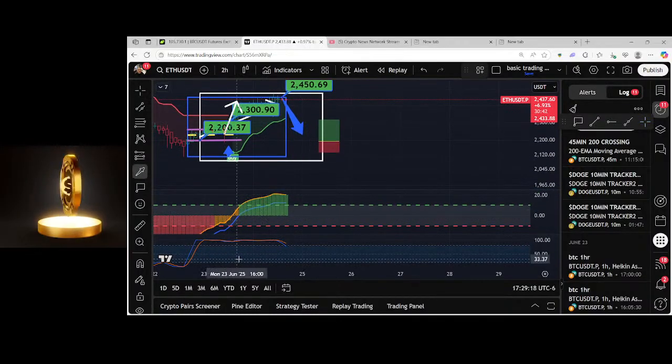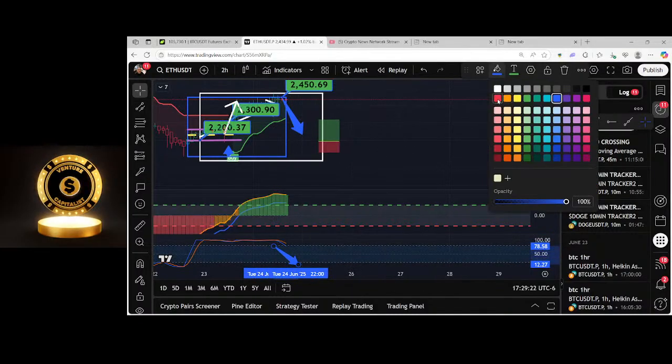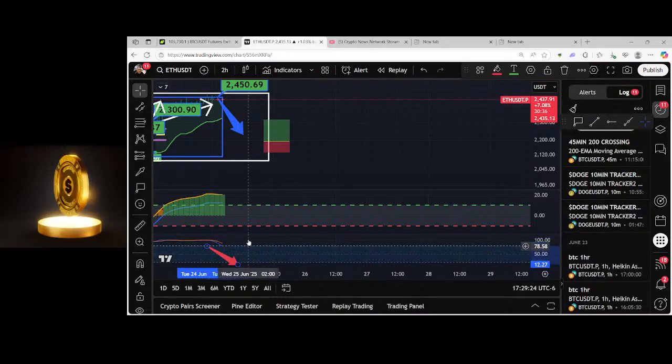So right here, you see here. So this right here is the 20 line. You see how it's breaking the 20 line right there on the 2 hour. See this arrow down here? So this means right here that we're starting to see that downside. Right, so that's the downside.